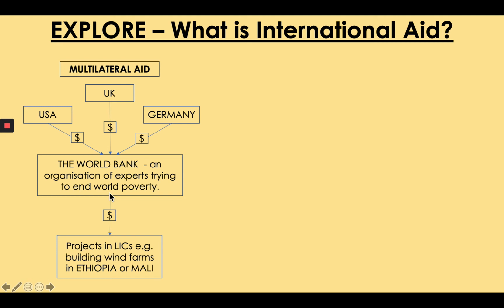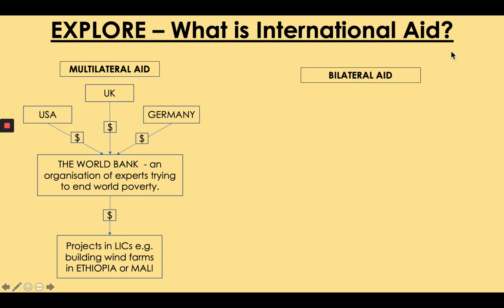They're specialized at it. For example, if you're ill, you go to a doctor because you know they're experts at it. The World Bank, similarly, is based on experts of international development. That's multilateral aid, from many governments to an international organization like the World Bank, then to the LICs.